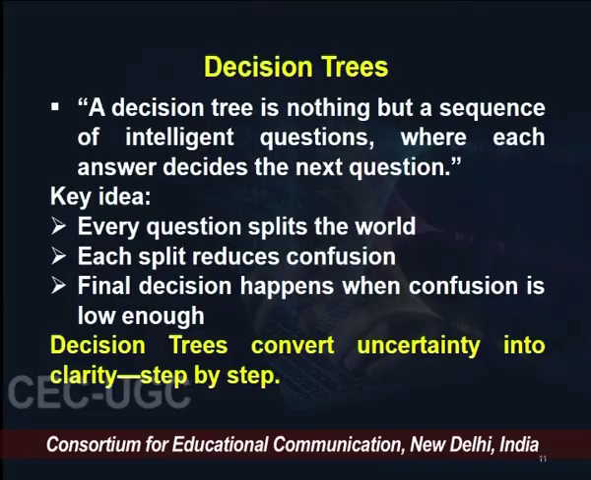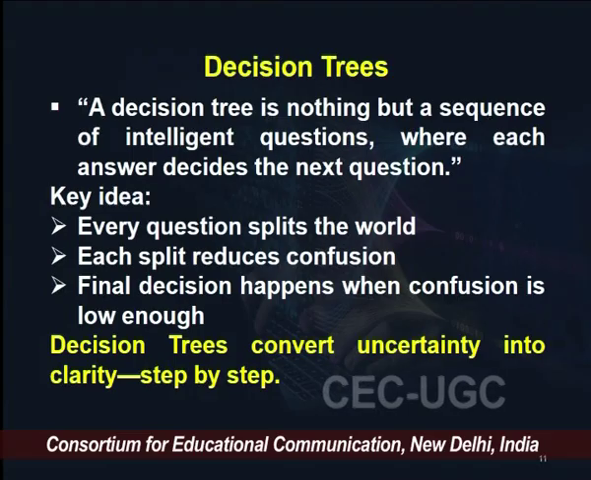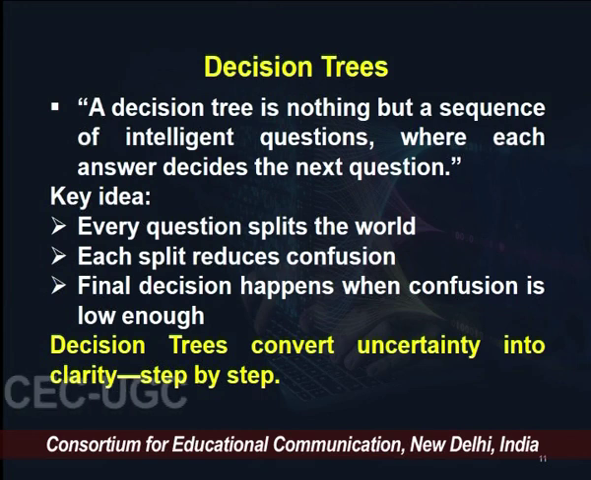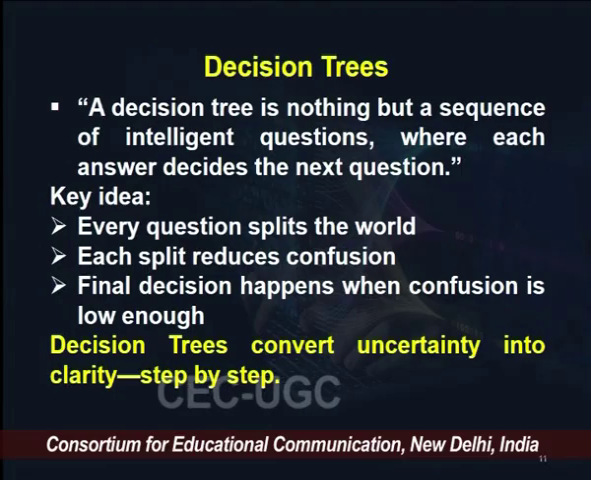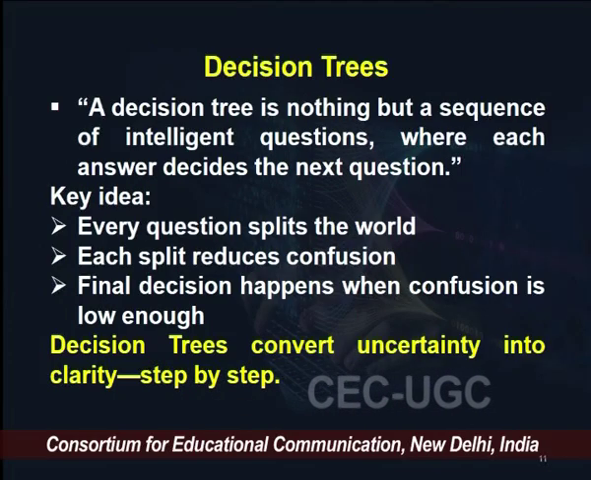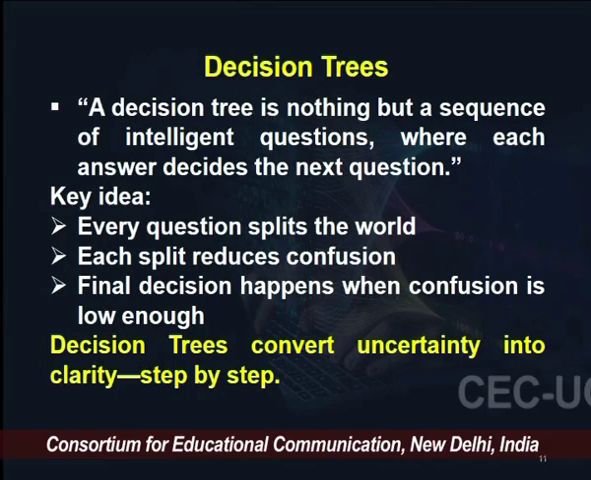A decision tree is nothing but, I would say, a sequence of intelligent questions where each answer decides the next question, and that series of questions and answers leads to a solution, right. The key idea over here is every question would split the world. Here the world means the search space, the actual problem space, right, and each split would reduce the confusion.